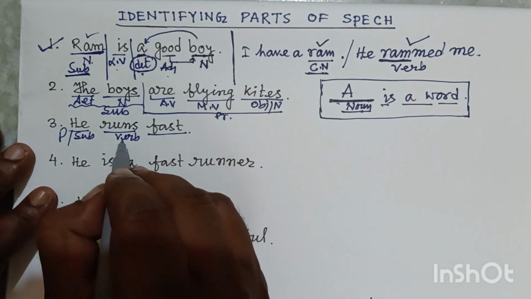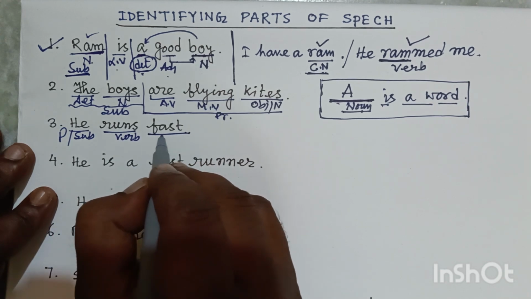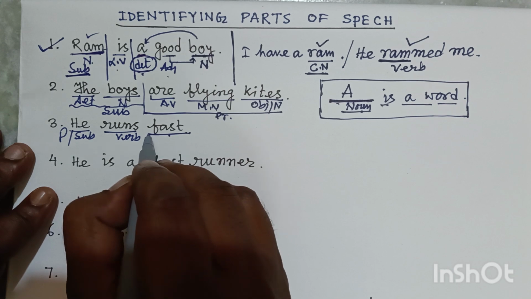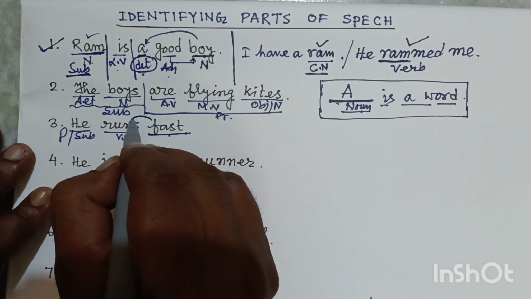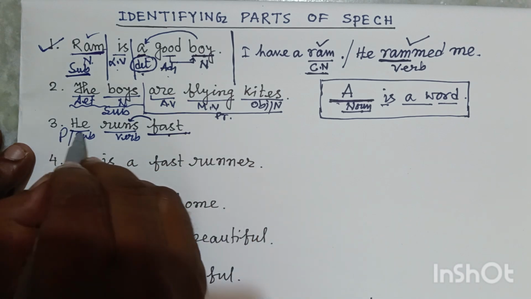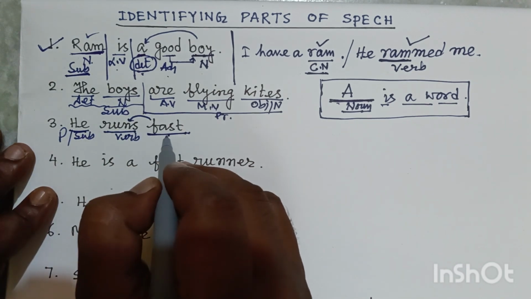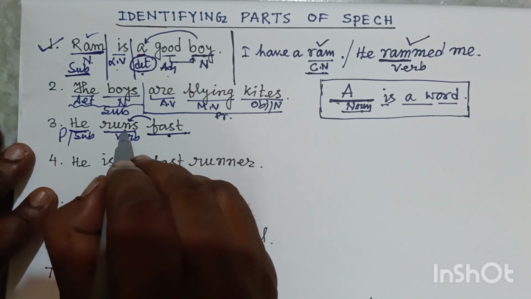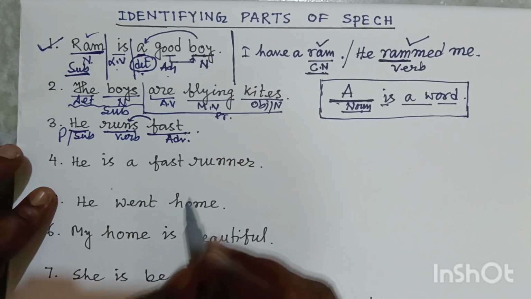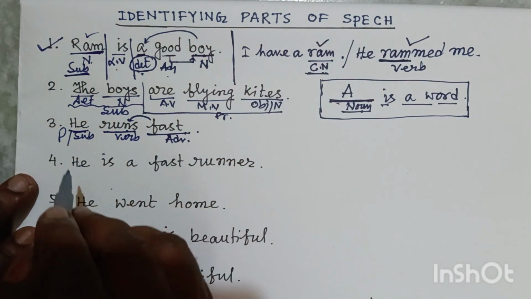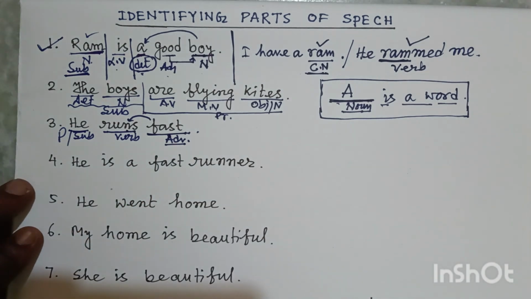First, that means this word, friends, first is saying something about the verb. Here he is not first. Actually, he is running first. That means this word is modifying the verb run, so it's an adverb. This is the adverb here.